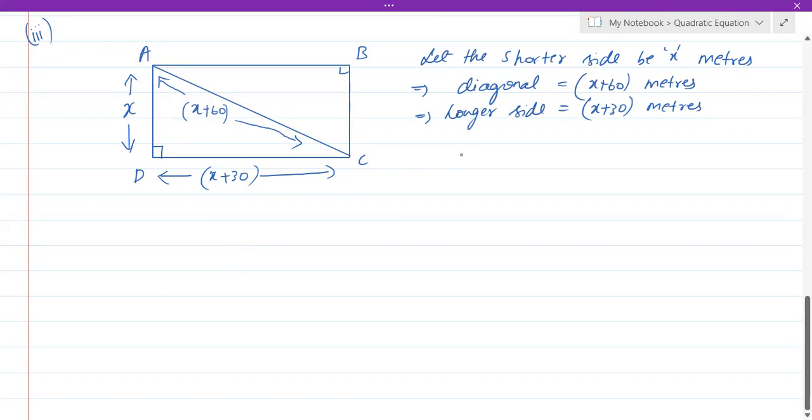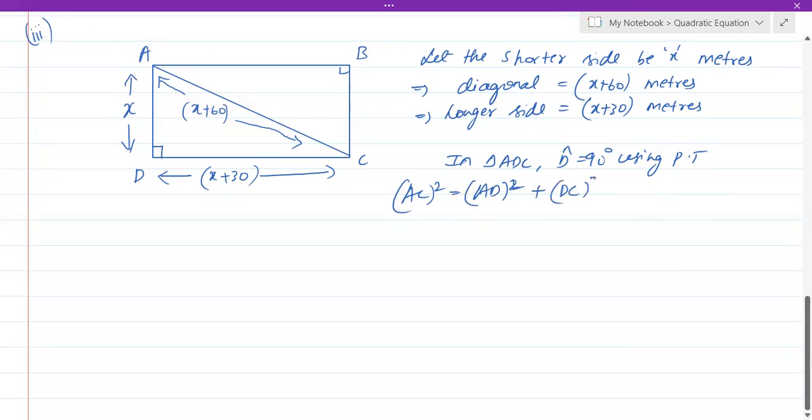Very simple. ADC is a right angle triangle. So we have to use Pythagoras theorem. That's it. In triangle ADC, angle D is 90 degrees. Therefore, using Pythagoras theorem. So what do we get? AC the whole square is equal to AD squared plus DC square. AC is x plus 60 the whole square. AD is x. DC is x plus 30.